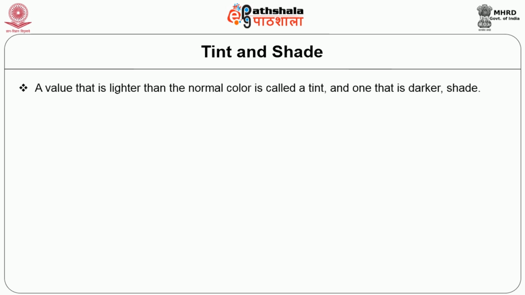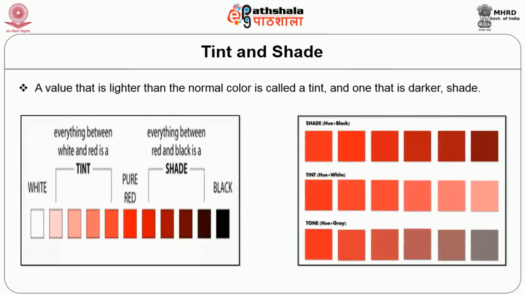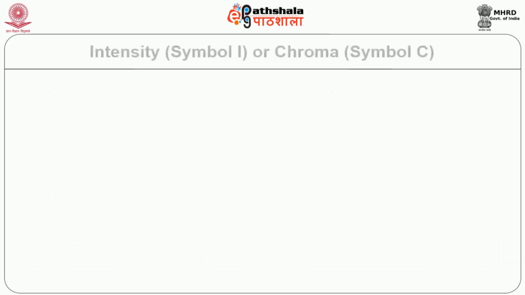Next we'll see tint and shade. A value that is lighter than the normal color is called a tint and one that is darker is called a shade. This picture depicts the tint and shade. Next, the third color dimension is called intensity, and the symbol is I.